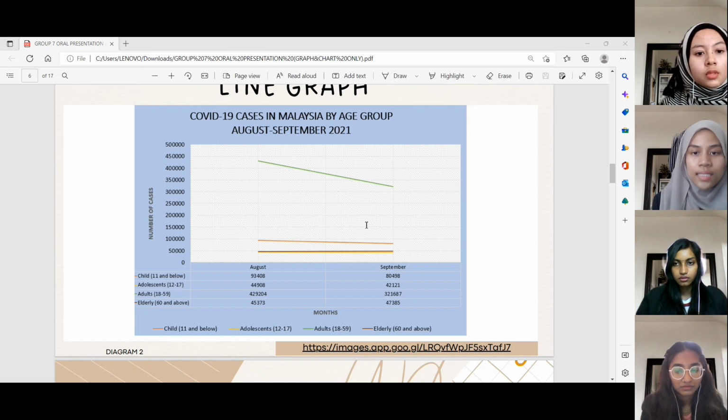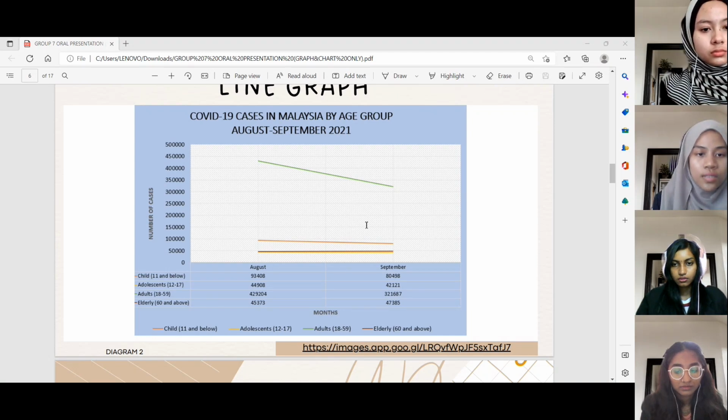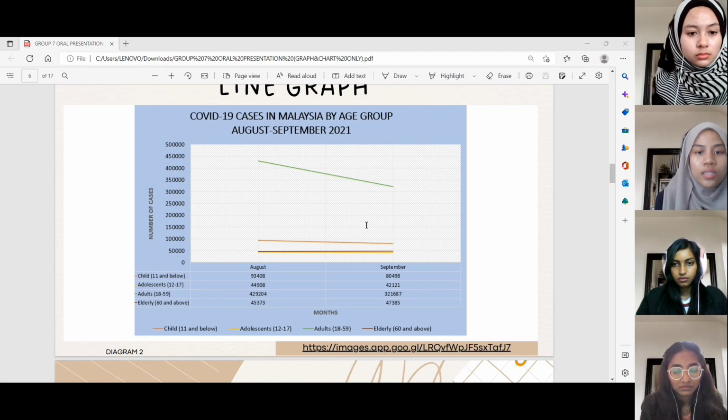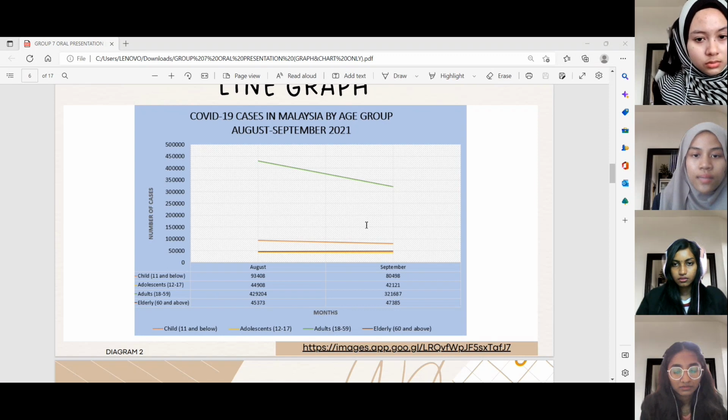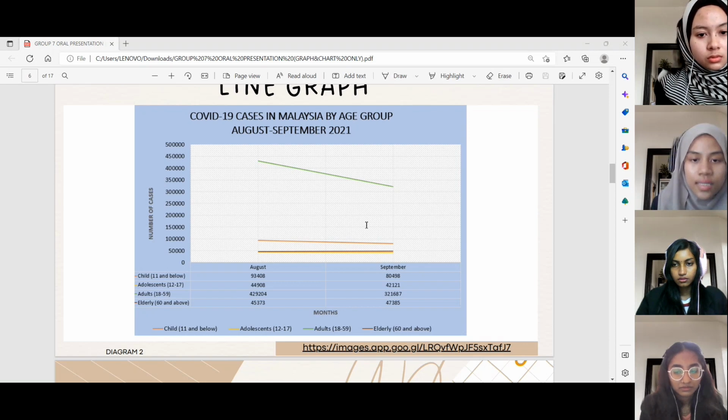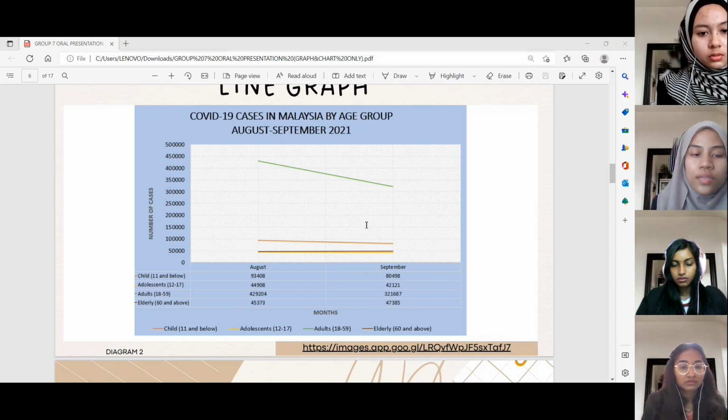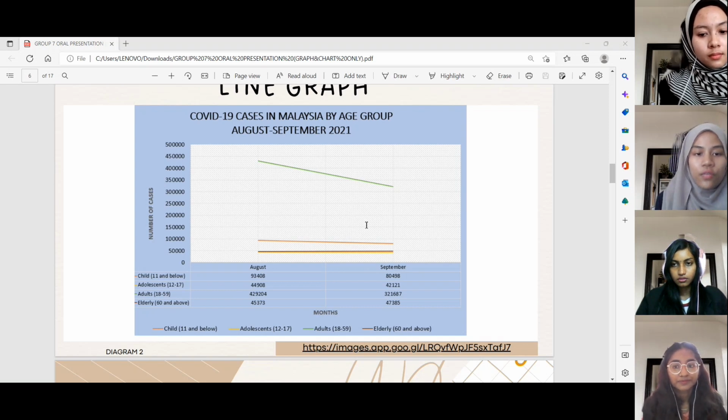Meanwhile, for the elderly 60 and above, the number of cases from August to September increased marginally to 47,385 in September. From August to September, the number of cases for adults 18 to 59 dropped slightly from 429,204 to 321,687 cases, while for the elderly, the number of cases rose fractionally to 47,385 in September.